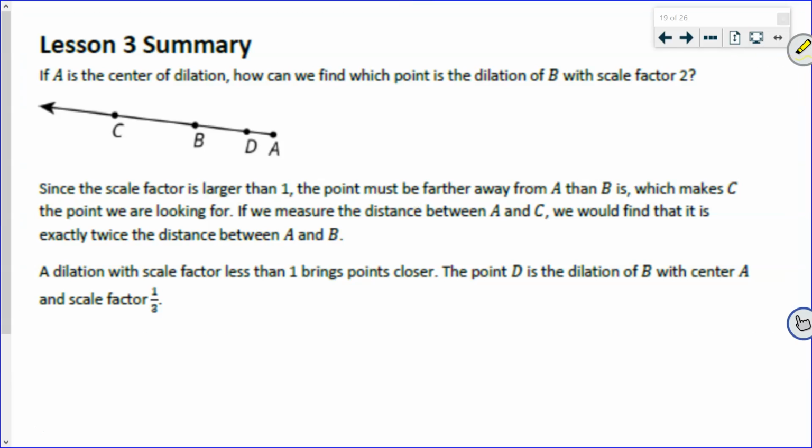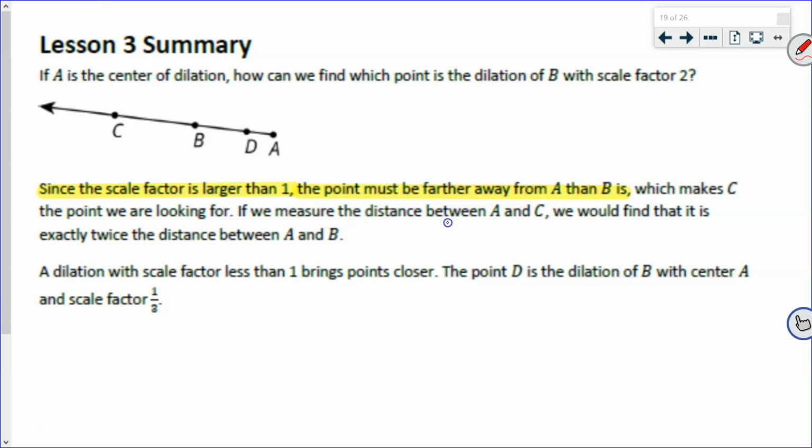Lesson 3 summary. If A is a center of dilation, how can we find which point is the dilation of B with a scale factor of 2? Since the scale factor is larger than 1, the point must be further away from A than B is, which makes C the point we are looking for, because this is further away, which it should be because the scale factor was 2. That's larger than 1.